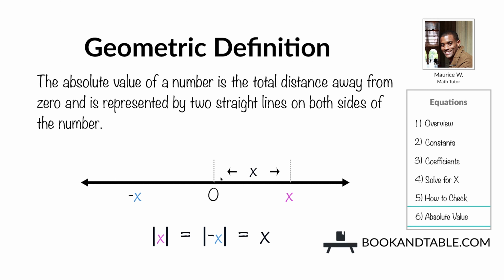And you have to go a total of x units from 0 to positive x as well. So the absolute value, again, is just the total distance from 0 to said term on the number line. That is why the absolute value is always positive, because it's distance. So that's the geometric definition.